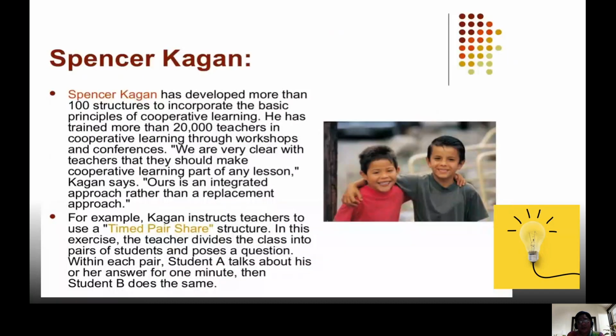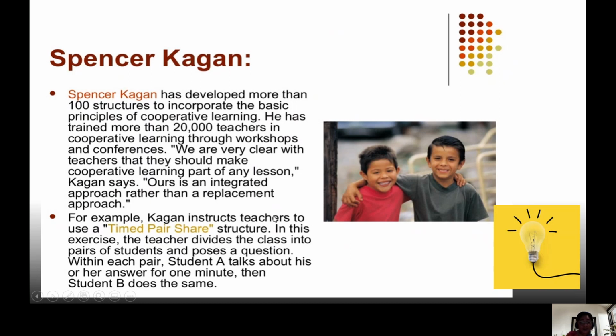Spencer Kagan developed more than 100 structures that incorporate the basic principles of cooperative learning. He has trained more than 20,000 teachers in cooperative learning through workshops and conferences. We are very clear with teachers that they should make cooperative learning part of any lesson, Kagan says. Ours is an integrated approach rather than a replacement approach.